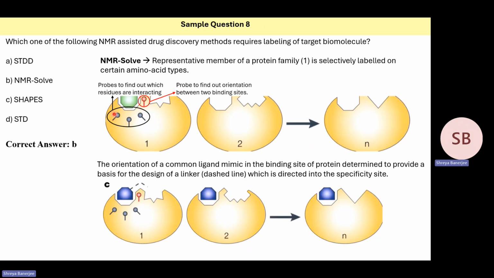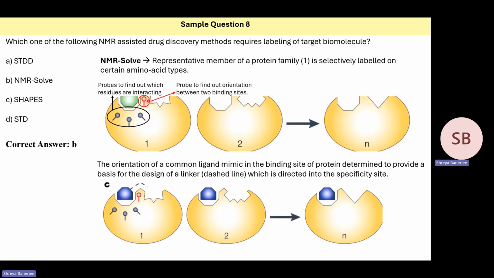The residues around that binding site are labeled so that we can find out which are the residues that are interacting with the drug. And between the first and second binding site also, there are some probes given in order to find out what is the orientation between the two binding sites. So what this will do is that the first set of probes shown by gray here will tell us which are the residues of the protein that are interacting with the drug. That will help us increase the binding of the drug molecule, changing the functional groups in such a way that the binding is higher.